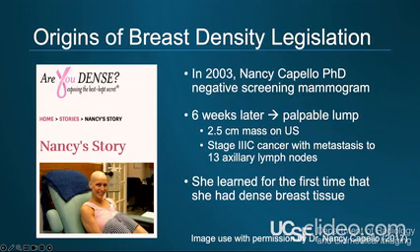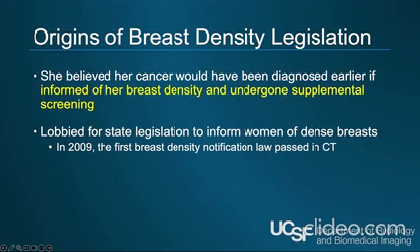Up until this point, Nancy had been regularly getting her screening mammogram. However, it was only at the time of her diagnosis that she learned that she has dense breast tissue. She strongly believed that her cancer would have been diagnosed at a much earlier stage had she been informed about her breast density. If she was informed that she has dense breasts and how that might limit the sensitivity of mammography, she might have undergone supplemental screening with ultrasound or MRI.